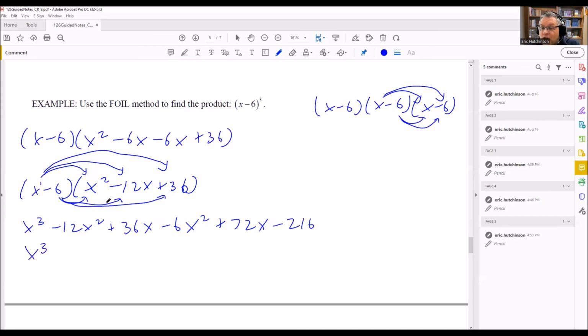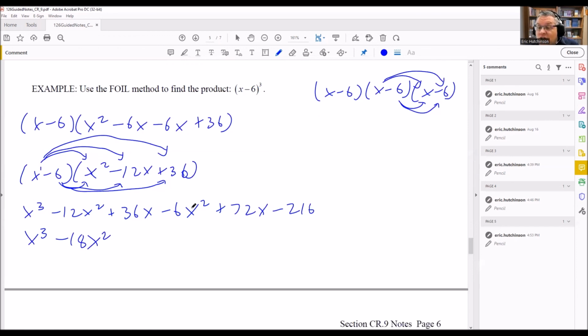The last step would be just to add the like terms together. x cubed is by itself. We've got a minus 12 and a minus 6x squared, so minus 18x squared. Then I have a 36x, and then I have a 72x on that. That's going to be 108. So plus 108x minus 216. That now is going to be your final answer from highest to lowest power.